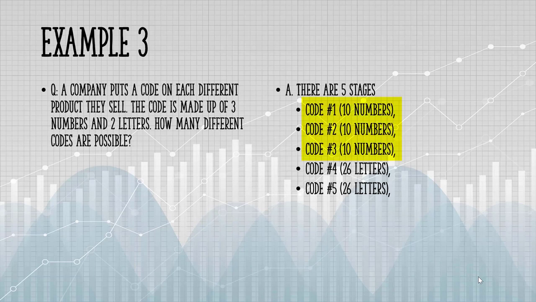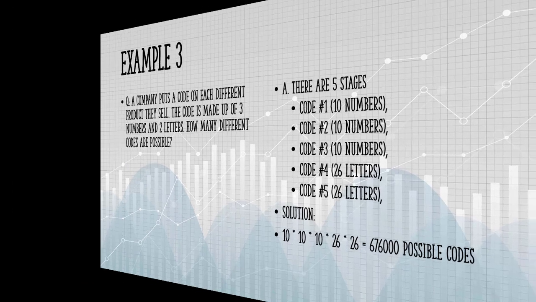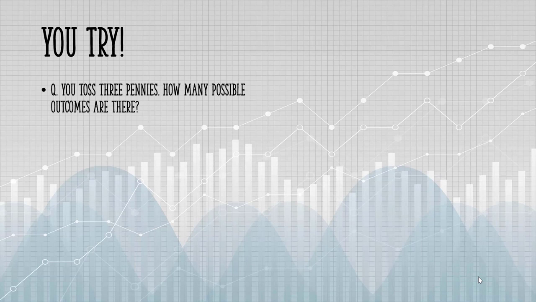For the numbers, we have 10 possible numbers. Those are the digits from 0 to 9. And for the 2 letters in the code, there are 26 possible letters from A to Z. So if we take all of our possible choices and multiply them together, we get 676,000 possible codes. For this next example, you may want to pause the video and see if you can figure out the answer.